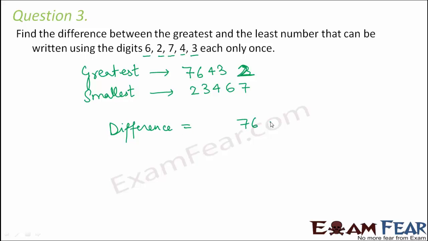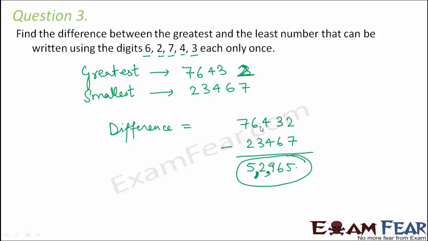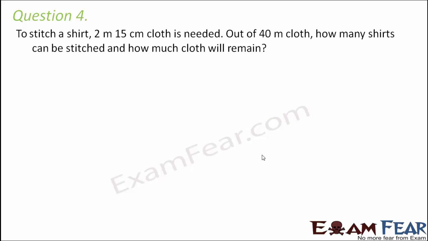So the difference would be 76432 minus 23467. So this would give you 52965. So 5 lakh. So this would be 52,965. So you had 76,432 minus 23,467 is equal to 52,965.